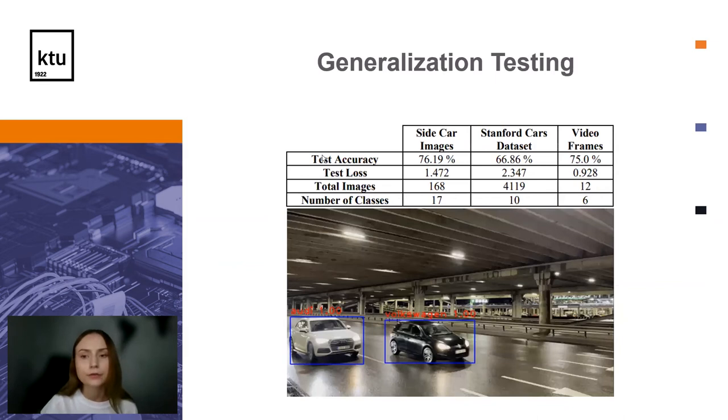So to verify the reliability of the model, we used 3 different scenarios with unseen data, at first using vehicle images from the side only, which resulted in 76.19% accuracy. Then using the popular Stanford car dataset, which yielded 66.86% accuracy. And finally using 12 images from recorded video as shown in the image, which resulted in 75% accuracy. So basically this shows that the average performance for different data distributions is 8.7% worse compared to the initial test data set, indicating that there is a small generalization gap.